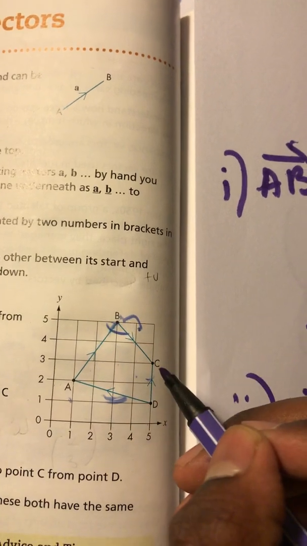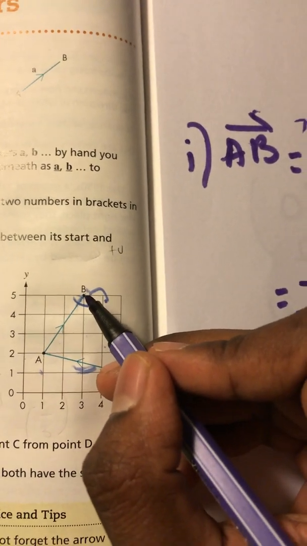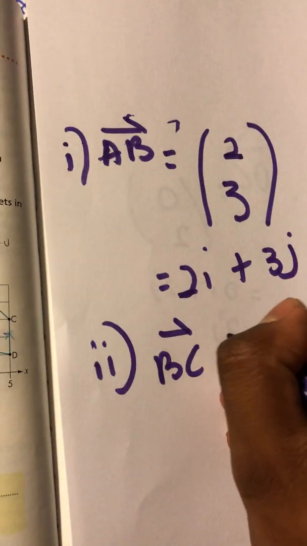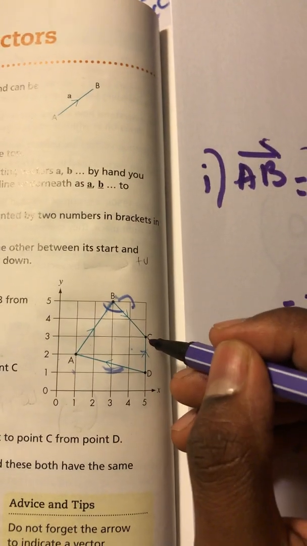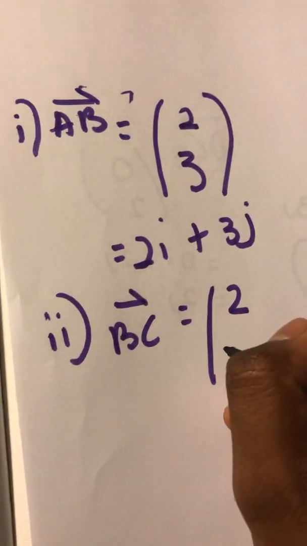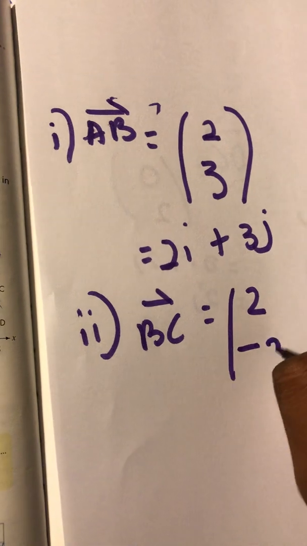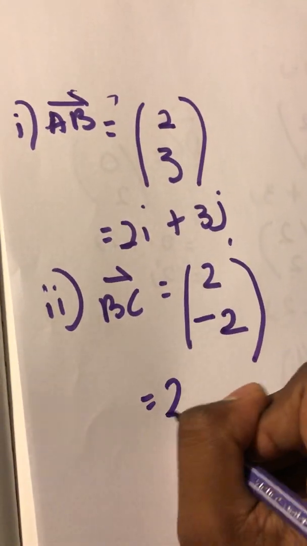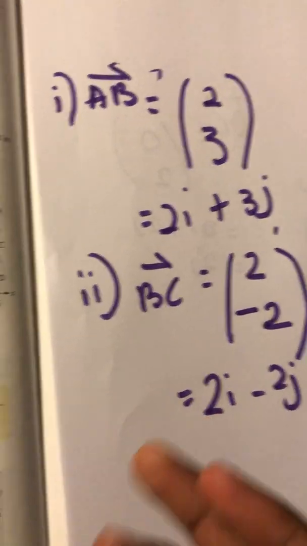So from B to C, this is a bit tricky. From B to C, I have to go 1, 2. That means I go towards my right by 2. So I will write here 2. Then from here, I want to go down. See, you are learning something. Going down means I need to add a negative. By how many do I go down? 1, 2. So I go down by 2. You can either write in matrix form, or you can write in the ij form. It's the same thing here.